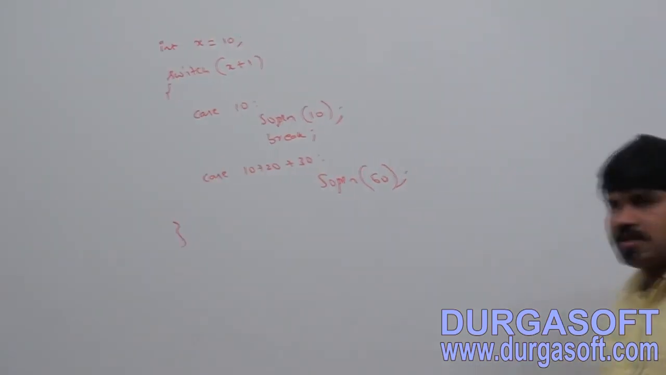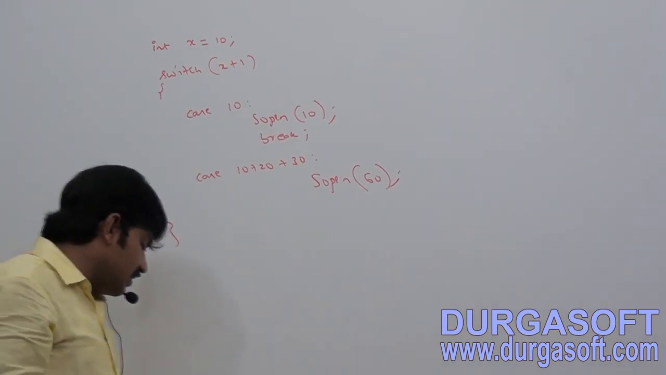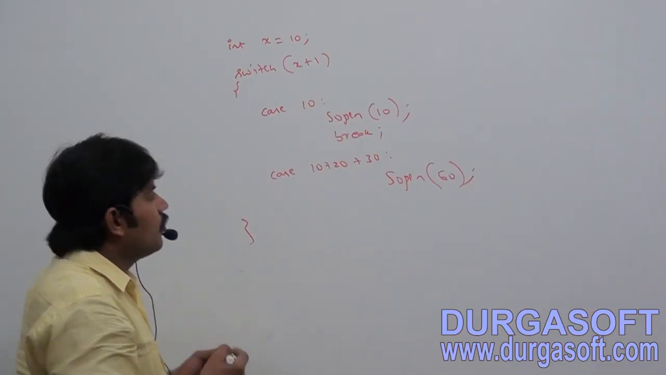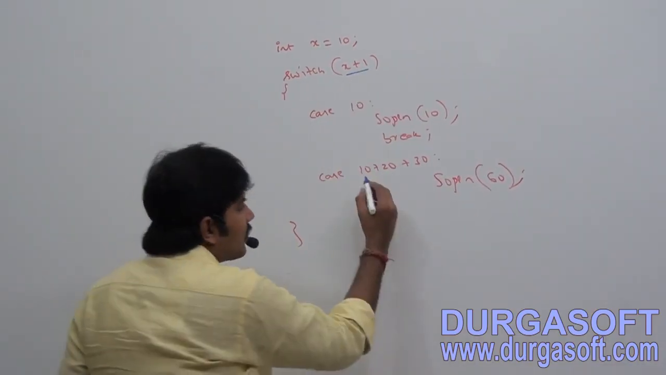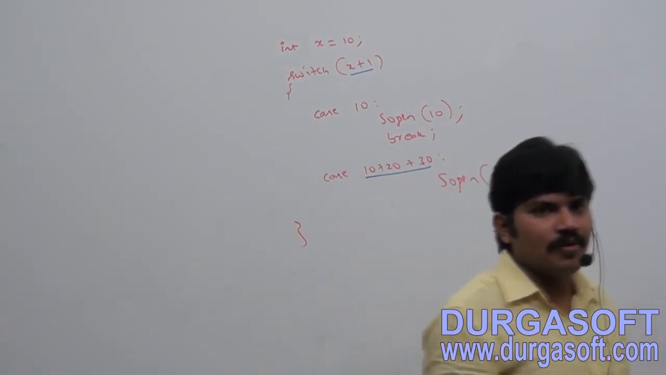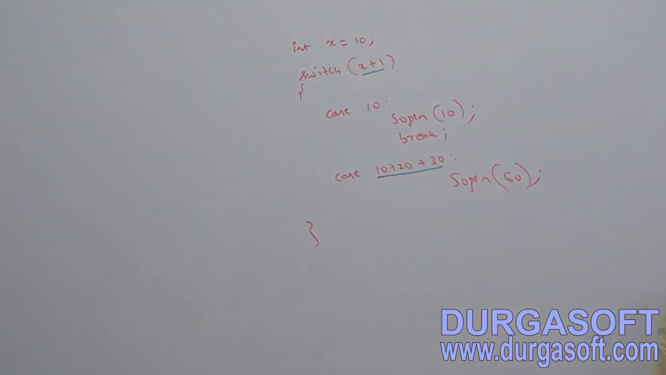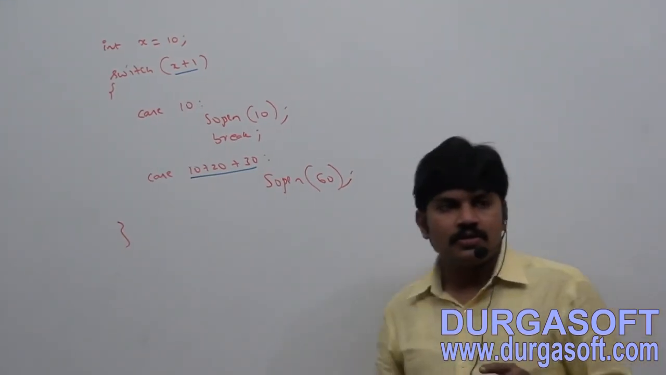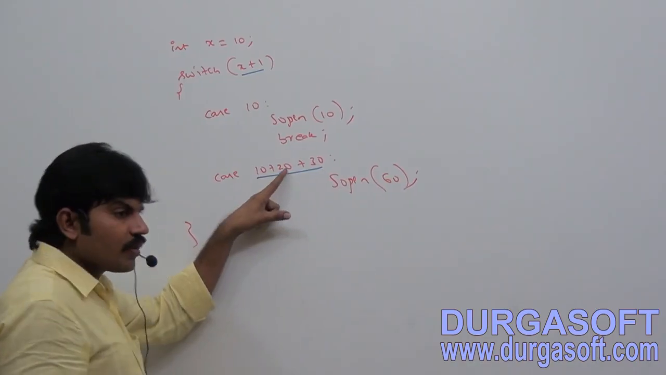Is it valid or invalid? Invalid. Yes, I am sure. Can you tell where the problem is? Either at x + 1 or at 10 + 20 + 30. Where is the problem? So, 100% sure, is it valid or not?